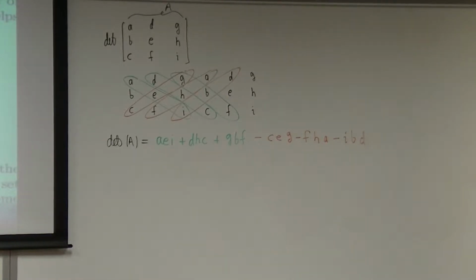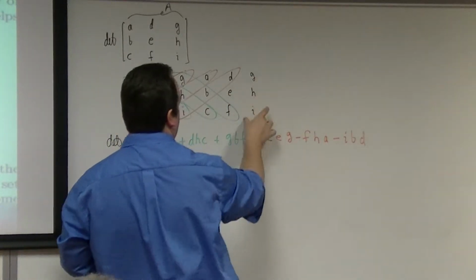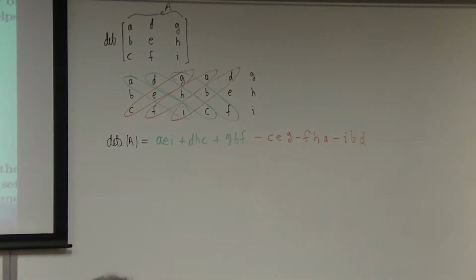You see I didn't actually have to write this last column. Actually, I didn't even need to write that. This is a trick formula for the 3 by 3 determinant. I don't think it works for the 2 by 2 or even the 4 by 4. But it's pretty fast for the 3 by 3, right? So let me show you.